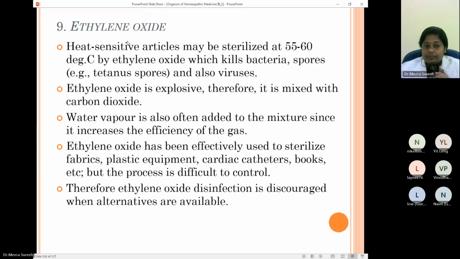Ethylene oxide: heat sensitive articles may be sterilized at 55 to 60 degrees Celsius by ethylene oxide gas, and this can kill bacteria, spores, and also viruses. It is very explosive in nature, so it is better to use it mixed with carbon dioxide. Water vapor is also often added to this mixture so that the efficiency increases. This has been effectively used to sterilize fabrics, plastic equipment, cardiac catheters, books, etc. But the process is difficult to control because it is explosive in nature. So often, ethylene oxide is discouraged when other alternatives are available.